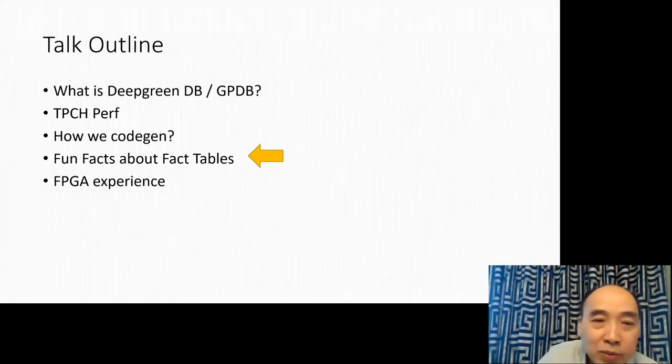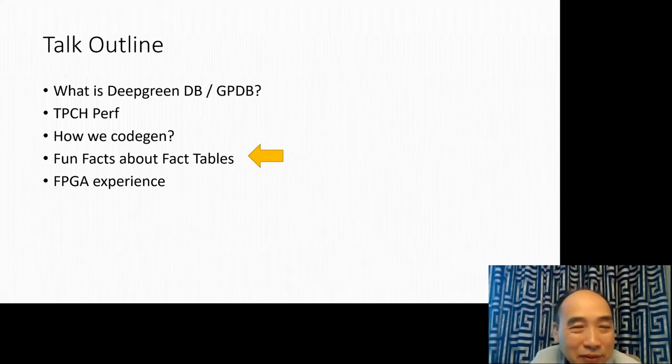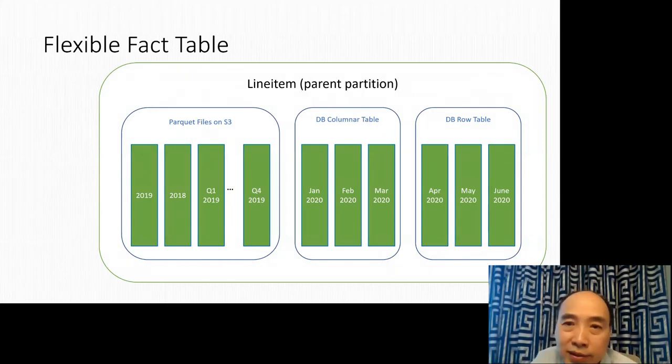Okay, so here are some things about fact tables that we picked up along the way talking to customers. Greenplum has this thing where you can have a partition that's the parent, and you can have children partitions, right? And each of those could be either a row table, a column table, or even a Parquet table on S3. And you can mix and match them, and you can merge them, depending on your workload, right? So the row tables may be accessed, maybe written very recently, so you just keep them in row store, and then every month you move them to a column-wise table, and then every quarter you move all the column tables into a quarter table on Parquet in S3, right?